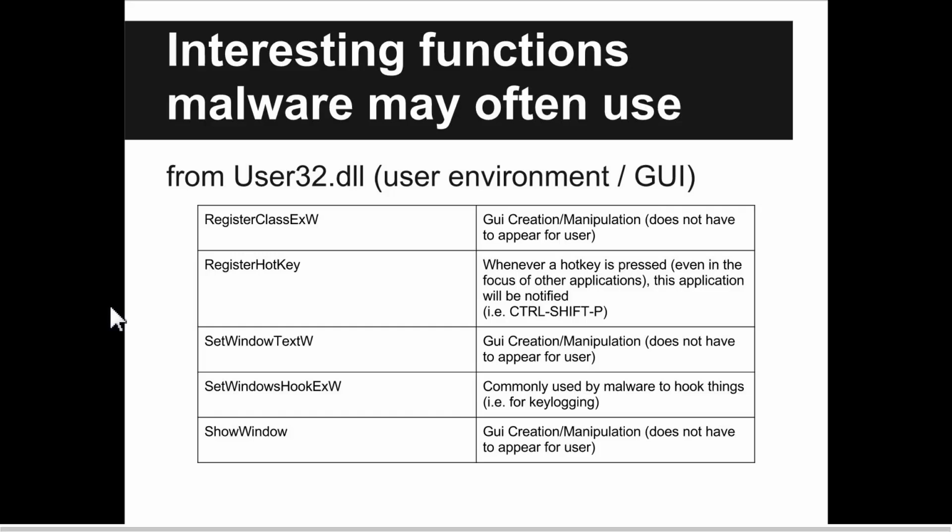The second to last one, SetWindowsHookExW, is very important. It's an API call that malware often uses for key logging. It's prominently used in spyware. So it basically creates a hook.